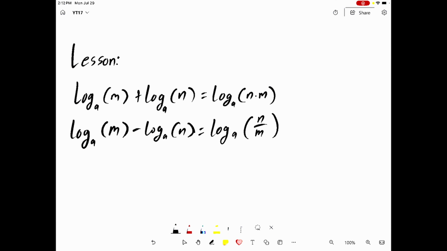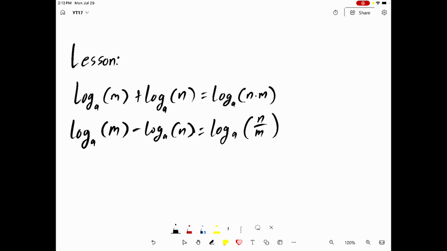Today's lesson is about two main logarithm properties. Now, if you remember my last video, I briefly talked about exponentials and logarithms. Now, they have different properties associated with them, but today I'm going to talk about logarithm properties and the two main ones. You can see them on the board right here. Let me read them out.